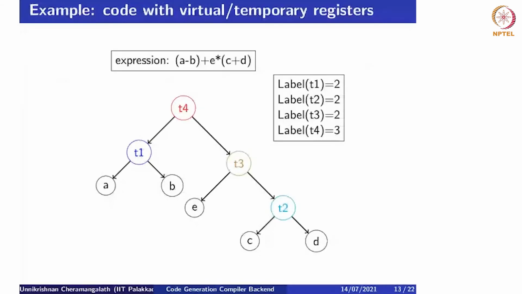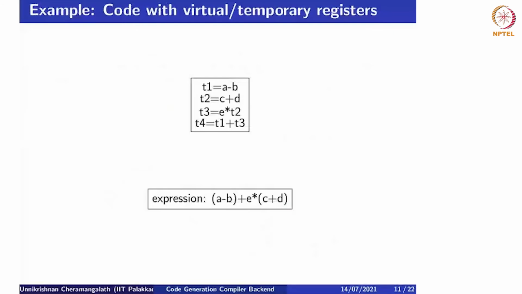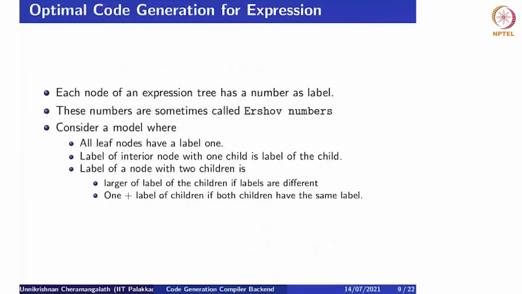So as per this algorithm I mentioned: the label of all leaf nodes is 1. The label of an interior node with 1 child is the label of the child. The label of a node with 2 children is the larger of the labels of the children if the labels are different, and 1 plus the label of the children if both children have the same label. This is clear, right?